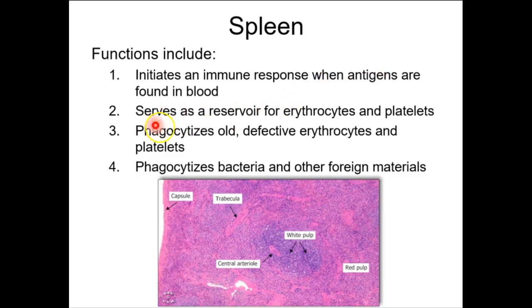It's going to be a reservoir for red blood cells. So there's actually this really cool thing. If you start losing blood, if you have a stab wound, your spleen will actually squeeze itself and squeeze some of its stored red blood cells out into your body to help replenish that supply of blood that you lost. Just like, that's insane, right? That's really cool. Okay. Phagocytizes old defective red blood cells and platelets.